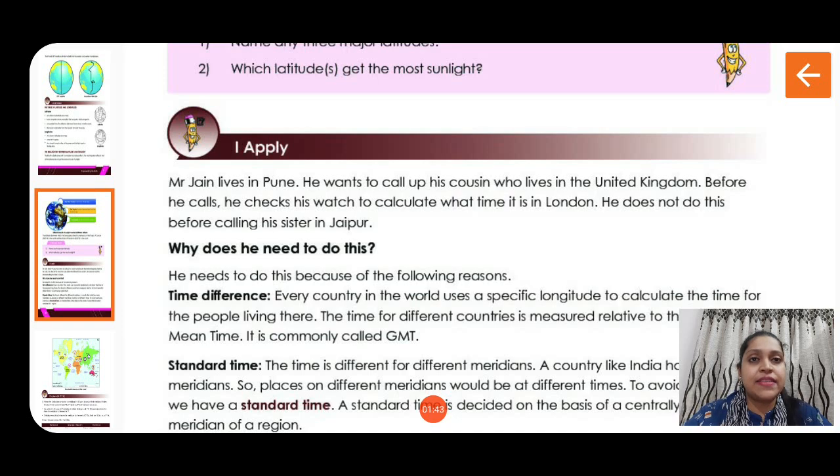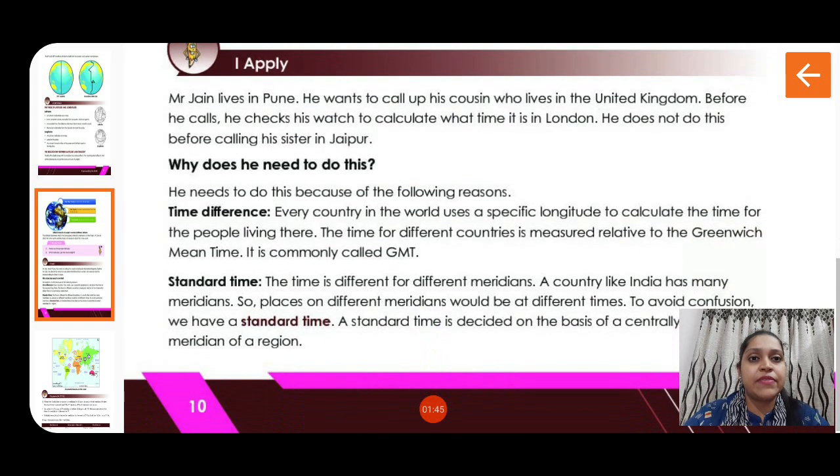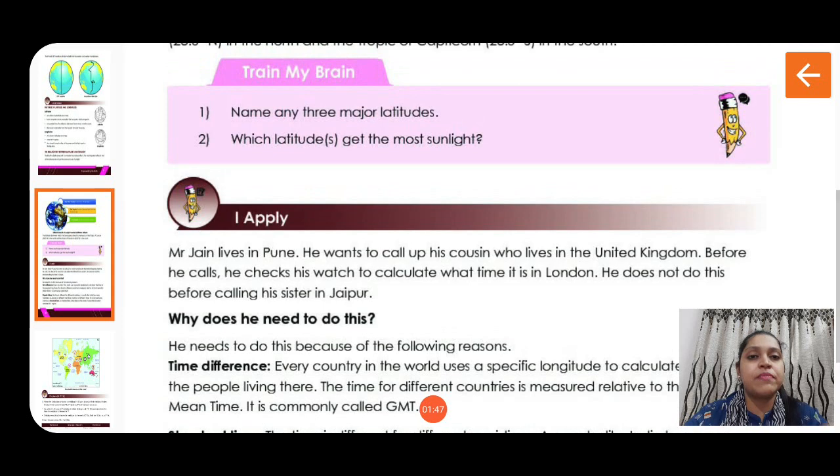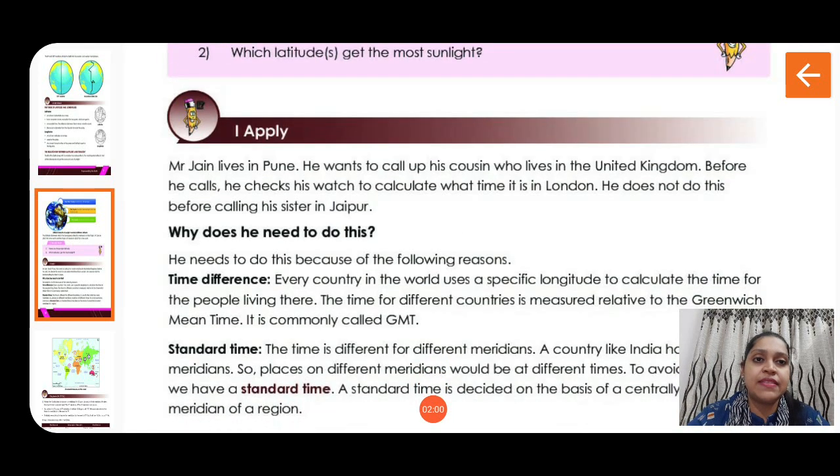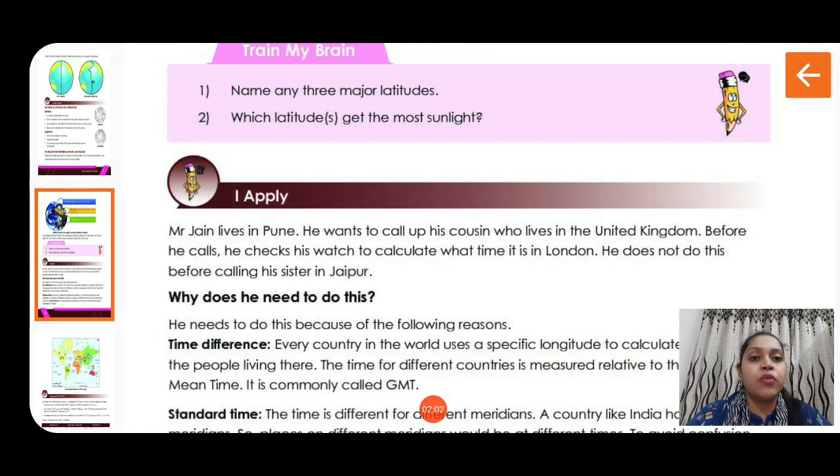time. All of you take out page number 10, and you can see two paragraphs given there. They give us two important concepts, that is time difference and standard time. But before going to that concept, let me read a short paragraph which is there.